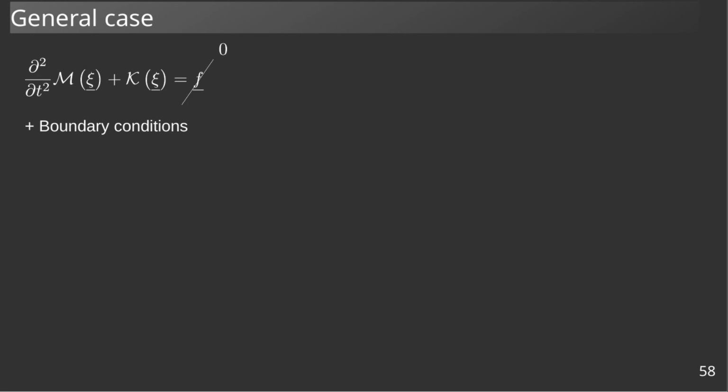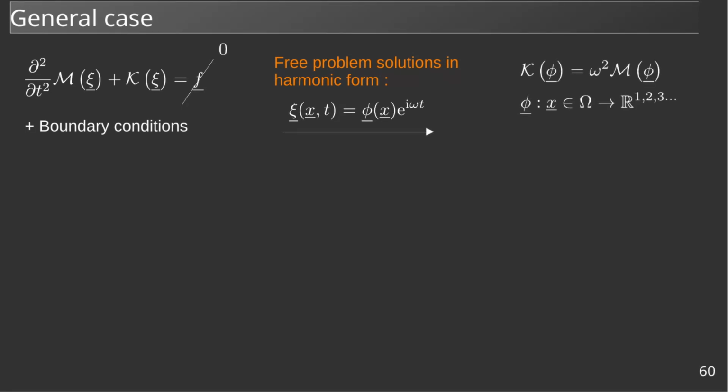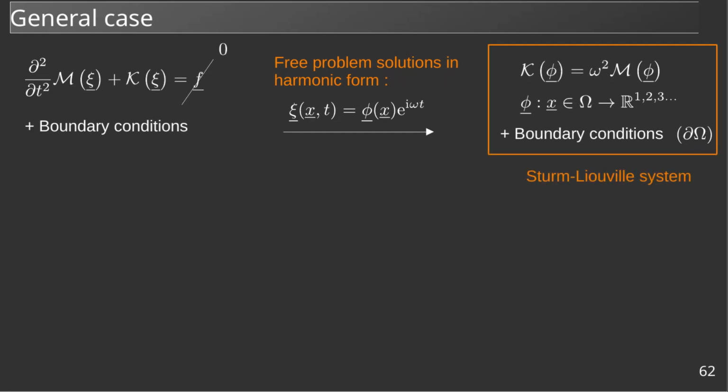Let us return to the problem of finding eigenmodes and eigenfrequencies, starting from the general case. Given the form of the mass operator of the problem, involving a second derivative in time only, we can directly search for complex harmonic solutions of this system in the form of phi of x times the exponential of i omega t. The introduction of the solution into the dynamics equation gives, when combined with boundary conditions at the edge of the domain, an eigenvalue problem called the Sturm-Liouville problem.